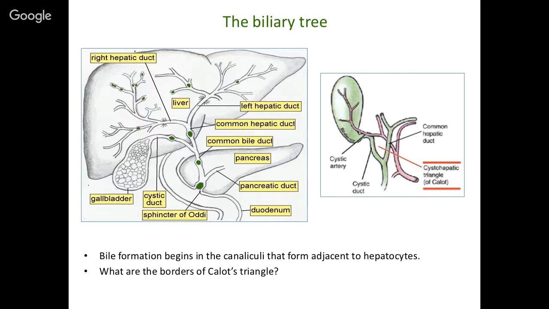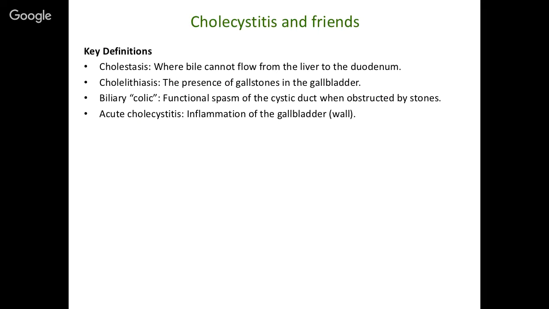The borders of Calot's triangle are also very important. So it's the cystic duct, the common hepatic duct, and the inferior edge of the liver. Okay, so we're almost finished, I promise. It's important to know these definitions, and this kind of helps in your understanding.